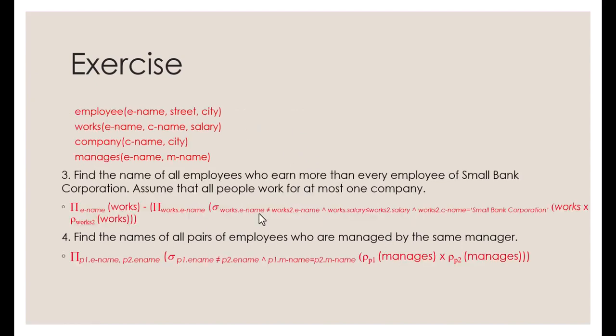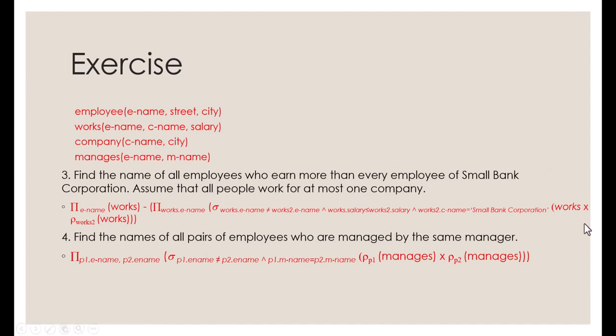So number three, we're finding the names of all the employees who earn more than every employee. So I guess whoever makes the most. So the first portion, we have the names of all the employees who have a job, who's working. And then we have the symbol minus. And then the last portion, this is going to be all the employees who are making less than at least one other person who works at small bank corporation.